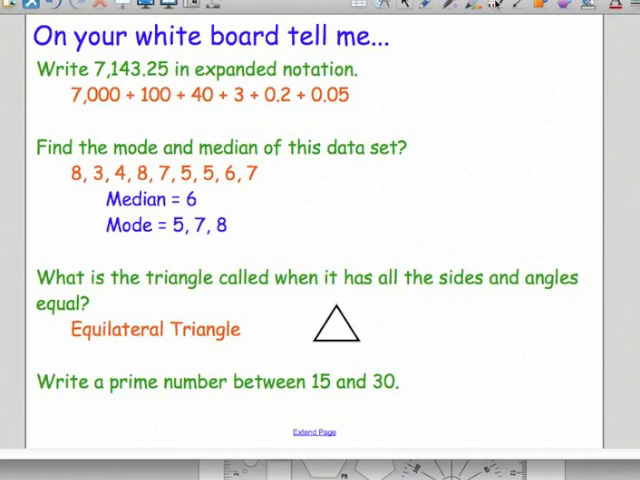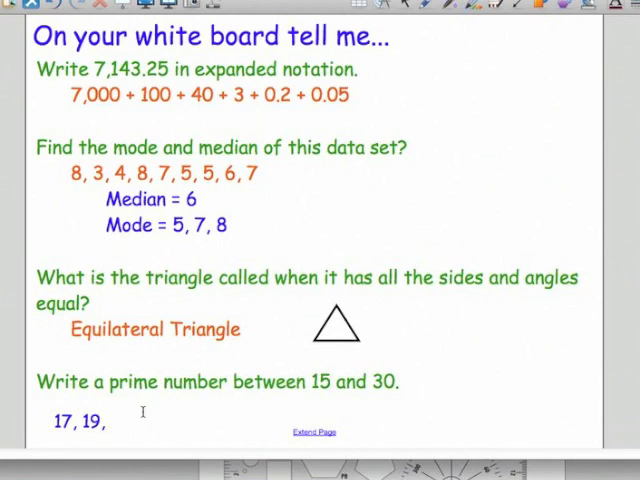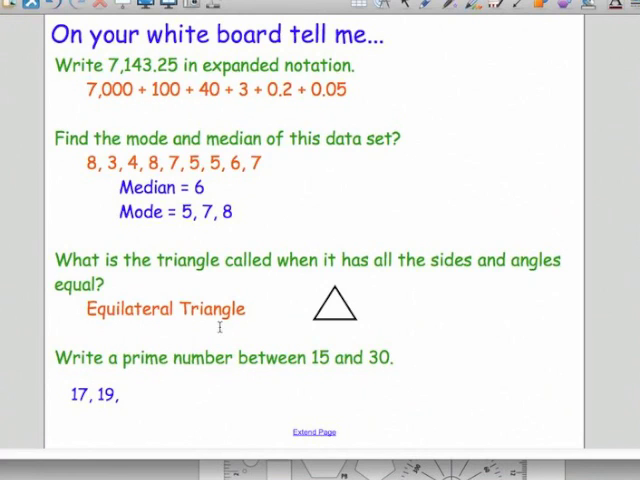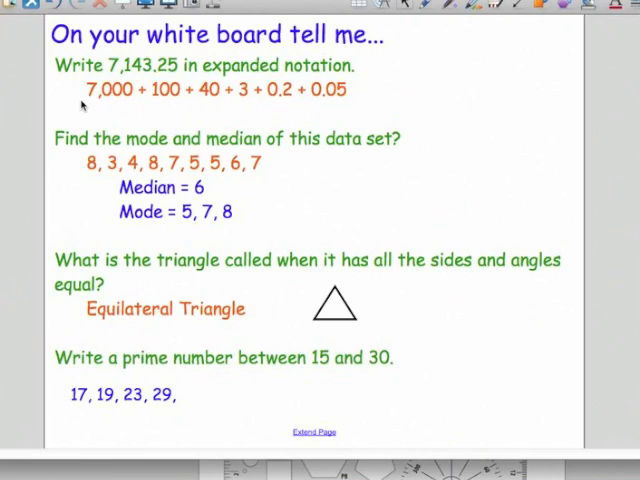Write a prime number between 15 and 30. 15, so 16, no. 17, yes. 18, no. 19, yes. 20, no. 21, no. 22, no. 23, yes. No numbers can go together to make 23. 24, no. 25, no. 26, no. 27, no. 28, no. 29, yes. And 30, no. So those are your only correct answers. You only have to give me one, though.